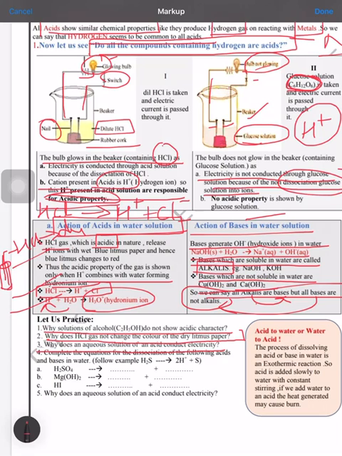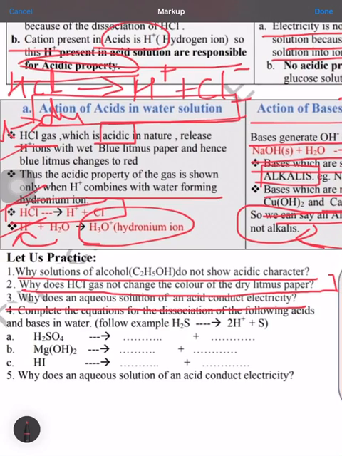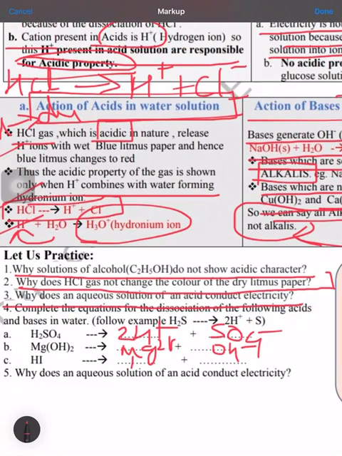Now you have to complete the equations for the dissociation of the following acids and bases in water. H2SO4 gives 2H+ and SO4 2-, and here you can balance the ions. Magnesium hydroxide gives Mg2+ and OH-, and HI gives H+ and I-.